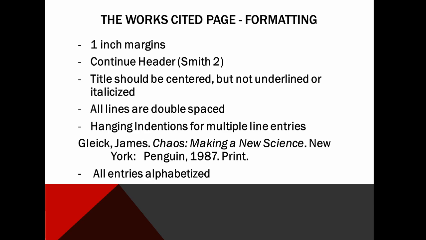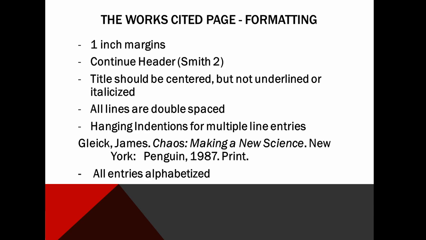You're going to have 1-inch margins all the way around. You will continue the header. If this happens to be the 4th page, then you would have your name and the number 4 up in that top corner. So you're just going to continue the header the way it's been the rest of the paper. The title should be centered as it was at the beginning of the paper, not underlined or italicized. Again, continuing the same format, all lines are double spaced, and then all entries are alphabetized.